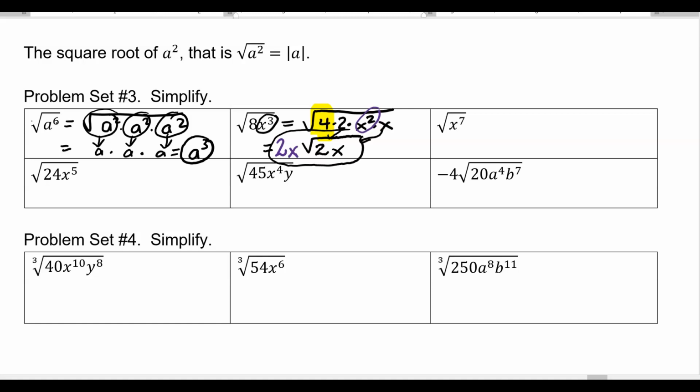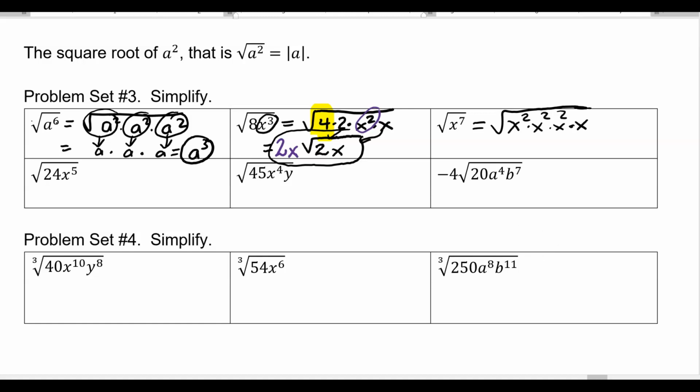Moving on again to the square root of x to the 7. Again, you could take a shortcut route and divide 2 into the 7 to give you 3, and you have 1 remaining. That 1 remaining will stay under the radical. Or you can break it down like this. Square root of x to the 7 is x squared, x squared, x squared, but you have 1 remaining. Again, we're dividing by 2 because it's a square root and it's considered to be a 2 as the index.